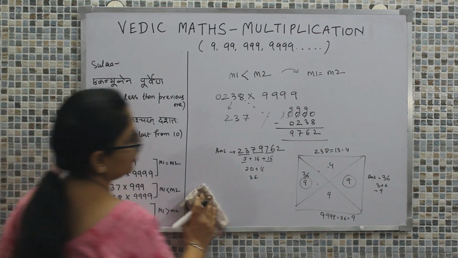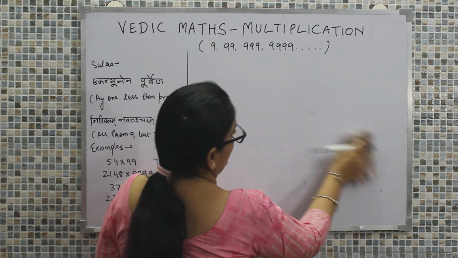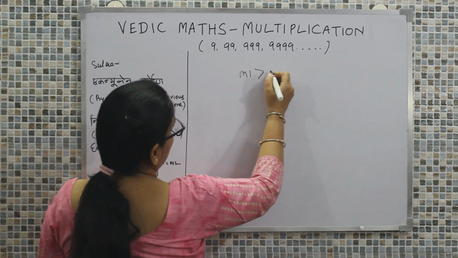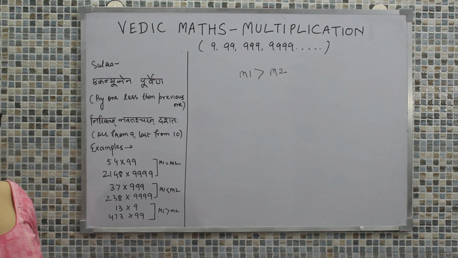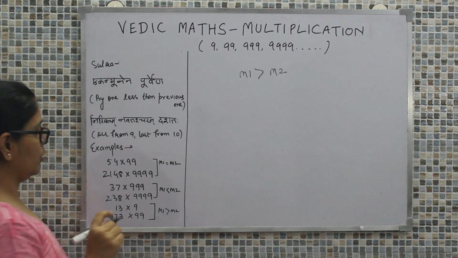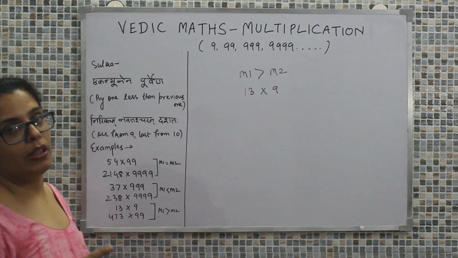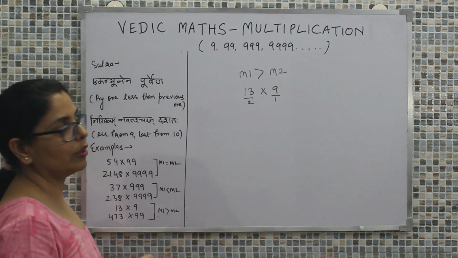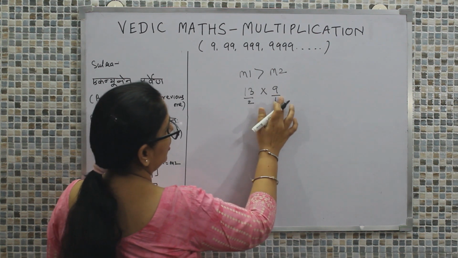Now let's take up the third case. Now what the third case says, m1 is greater than m2. Now what is m1? The first multiplier. It means that the number of digits in the first multiplier is greater than the number of digits in the second multiplier. So we have the example of 13 into 9. Here the number of digits in the first multiplier is 2 and in the second multiplier is 1. Hence this particular question falls into the case of m1 is greater than m2.